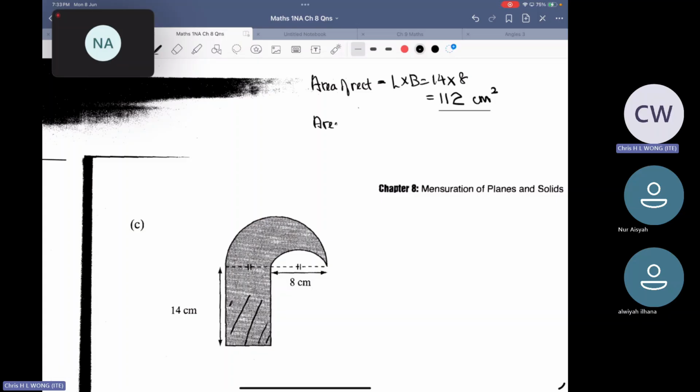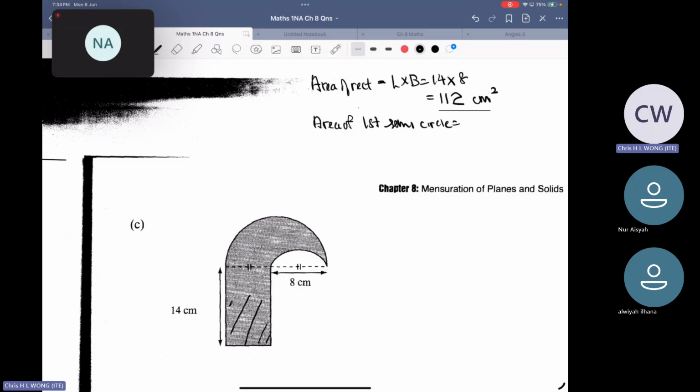Area of, I will call this the first semicircle. I mean, you can name them any way you like. You can name them area of semicircle A, area of semicircle B, up to you. Yeah, as long as you can name them properly. Yeah. So area of the first semicircle equals to a formula, please.